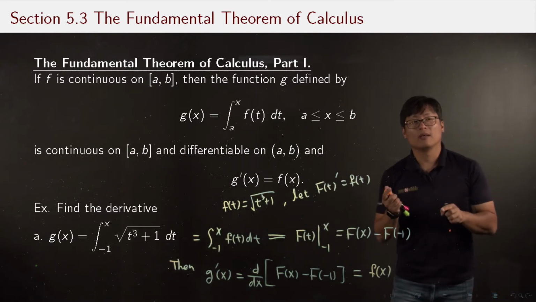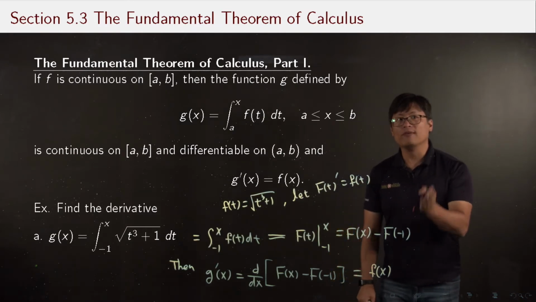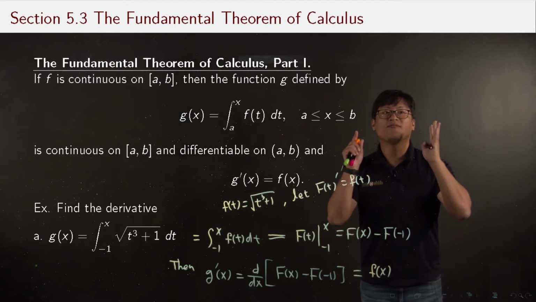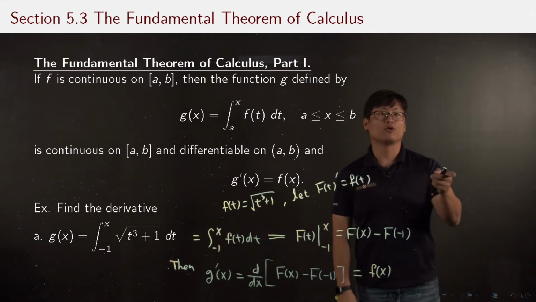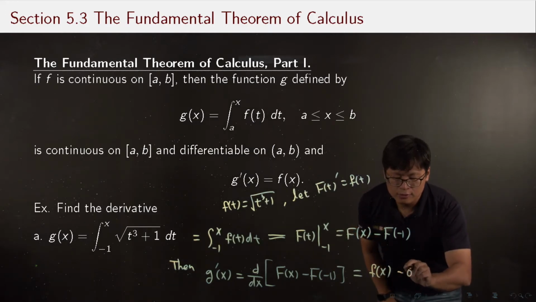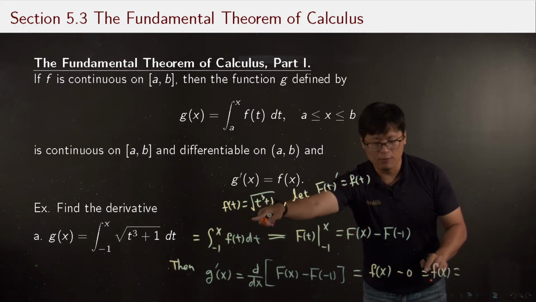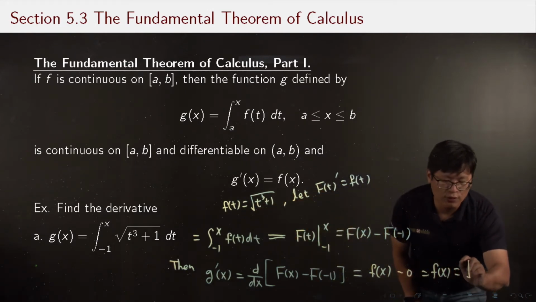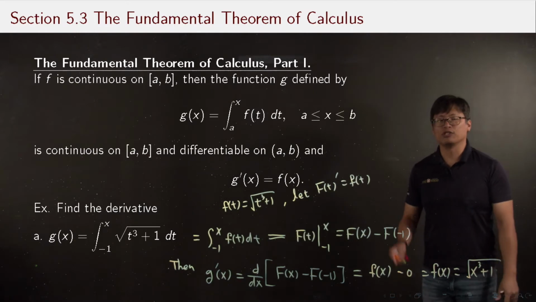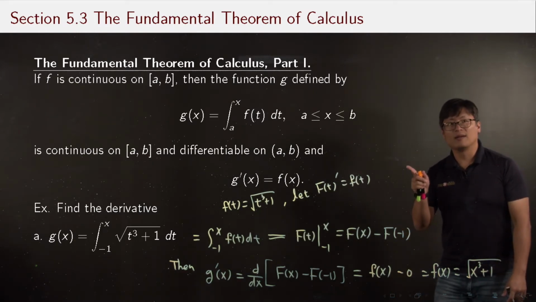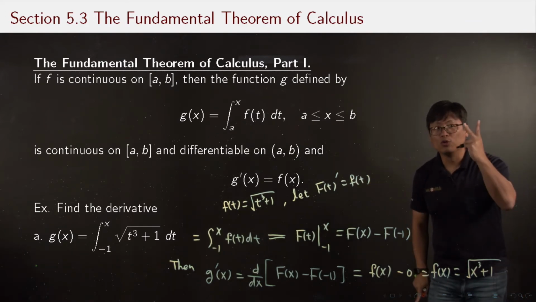Well, think about it. Even though we do not know exactly, capital F is a function. When you plug in -1, it is not a function anymore, but a function value, which is a number. A number prime is, no matter what, equal to 0. So your answer is f of x, where f of t is this one. Then I'm going to replace your t with x. Then it is square root of x cubed plus 1. This is another way to approach this problem with the fundamental theorem of calculus part 2.